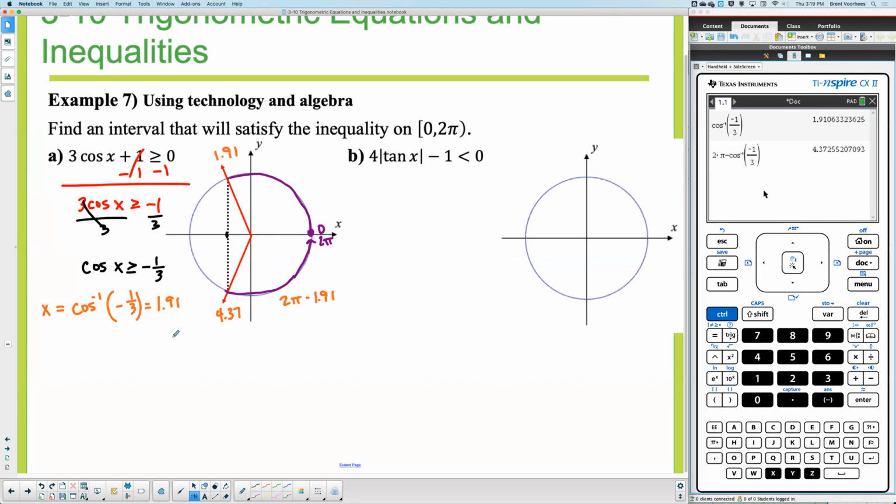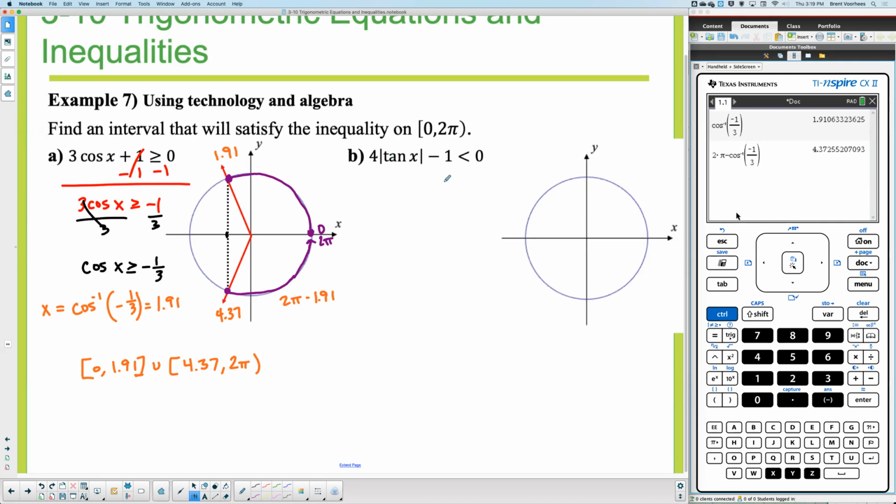And so now to write out our interval, the good answer, start at 0. There's a closed bracket, go all the way up to 1.91. This we would include because we're greater than or equal to. So I need to include this point here. So closed dot and a closed dot there as well. So I'm going to go back and do a bracket, union, bracket from 4.37 all the way to 2 pi. And you would not include 2 pi because it's a parenthesis there. So there's my answer for the first.